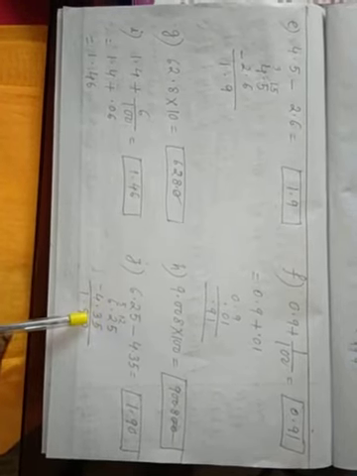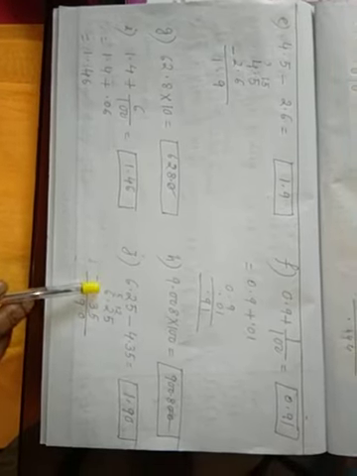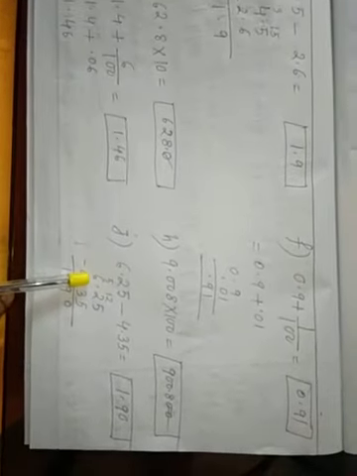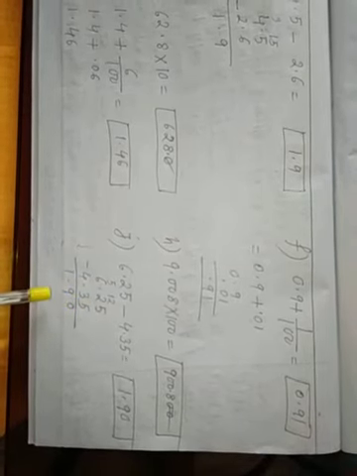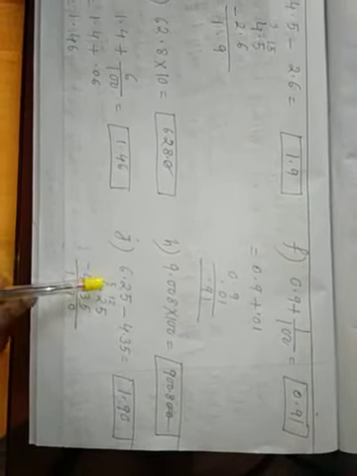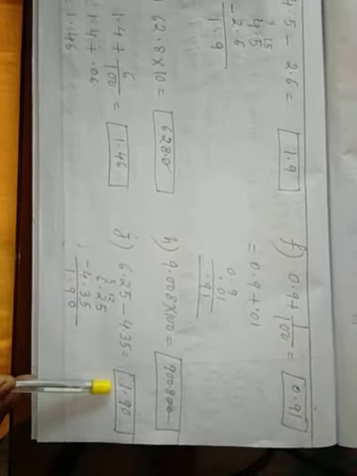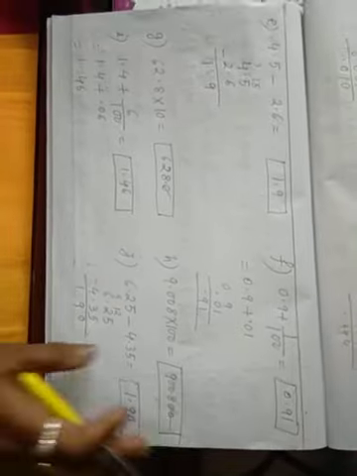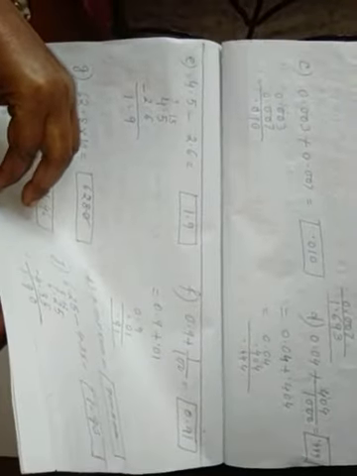J, 6.25 minus 4.35. 5 से 5 minus 5, 2 से 3 it is not possible to subtract, so 6 से 1 deduct, so 12 minus 3 is 9, and 5 minus 4 is 1, so 1.90. Okay, this is chapter exercise 81. Now I start exercise 82.